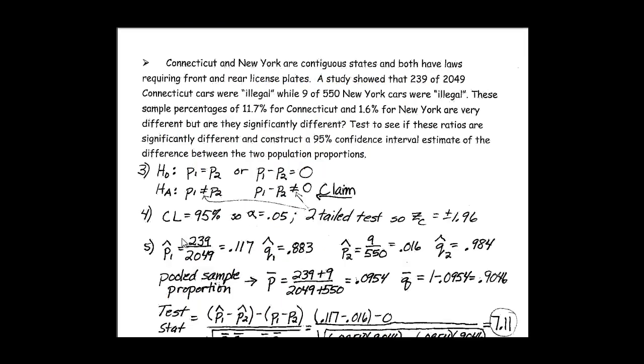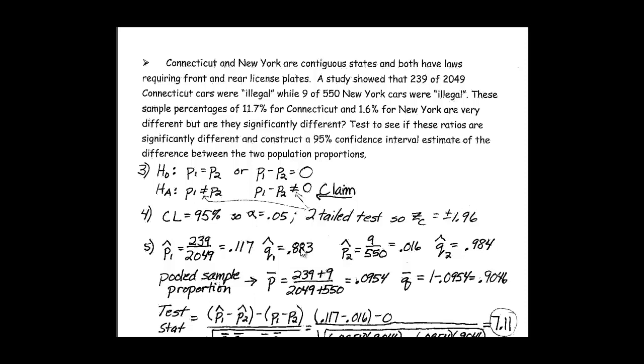Okay, so our next thing is we need to start doing some calculating, but before we get to the test statistic, I want to just take some time to organize all of our calculations. We need to do the p-hat for our first population, and that was looking at the Connecticut numbers. 239 were not in compliance out of 2,049, gave us our decimal value of 0.117, and I could have gotten that from this information up here, but I'm just detailing what our p-hat is. Our q-hat is the complement of that, which would be 0.883.